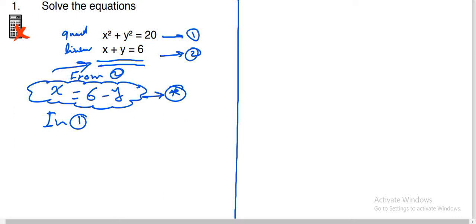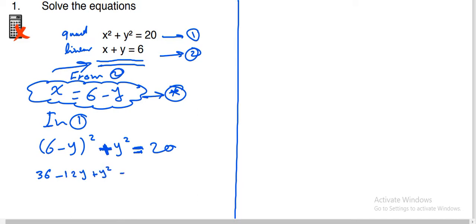Put x in its place, all to the power of 2, plus y power 2 equals 20. Here we got a quadratic equation. We'll solve as usual. Simplify this equation and write it in its standard form, and then solve using methods of solving quadratic equations. Here we used to use the quadratic formula, but first we have to simplify. Expanding the bracket will be 36 minus 12y plus y power 2 plus y power 2 equals 20.